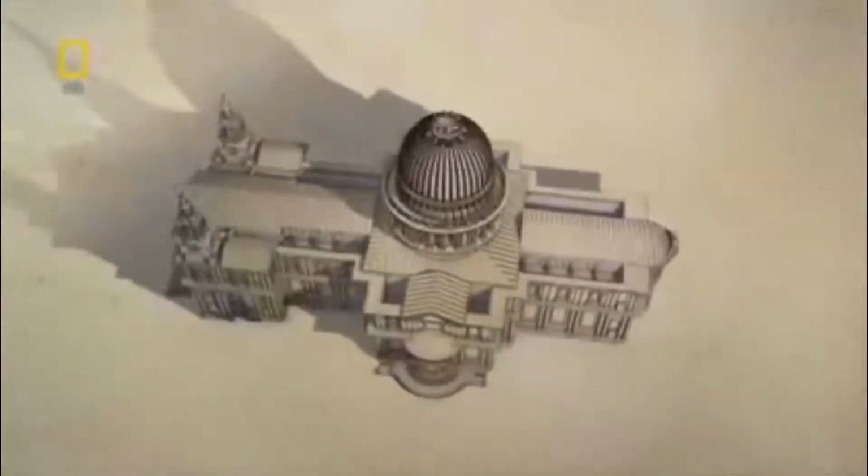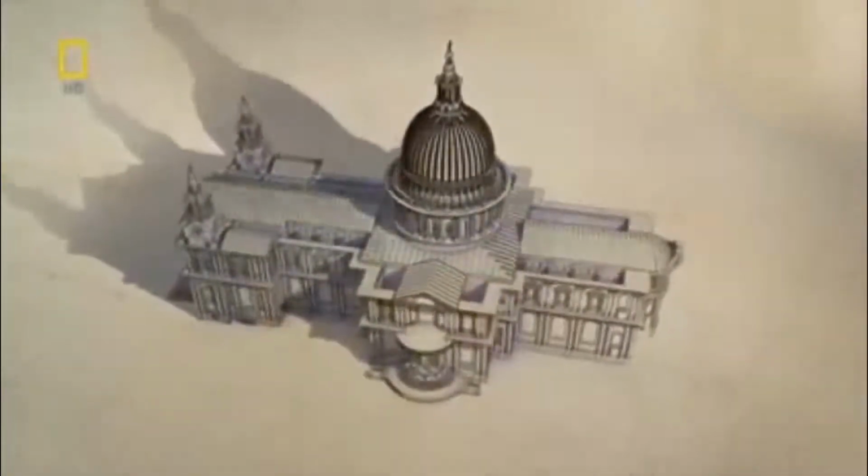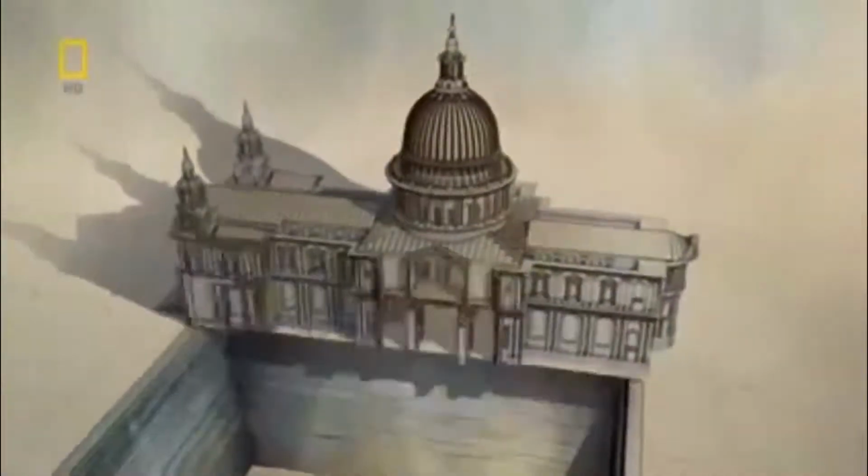The old foundations would have to be broken up. Any hard areas left behind might affect the cathedral's stability. He examined the ground and found layers of clay and sand. He decided to build on the clay, believing it would offer a more stable base than sand. Wren didn't yet know it, but his choice of foundations was to have dramatic consequences for his cathedral.